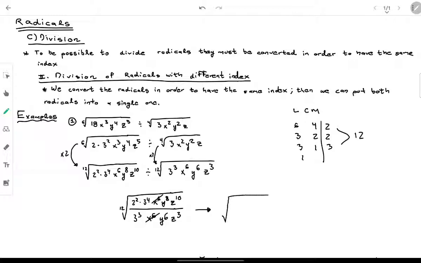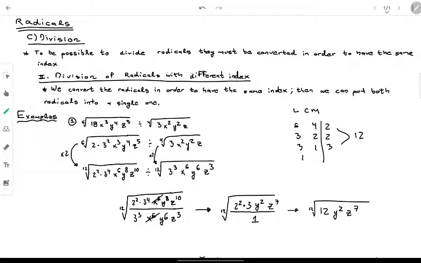So it's going to be the 12th root of 2 squared, 3 to the 4 and 3 cubed. It's going to be only 3 on top. Y to the 6 and y to the 8: it's going to be only y squared. And c to the 10 and c to the 3, it's going to be c to the 7 on top. We have a 1 on the bottom. That means we will have the 12th root of 4 times 3, it's 12, y squared, c to the 7.